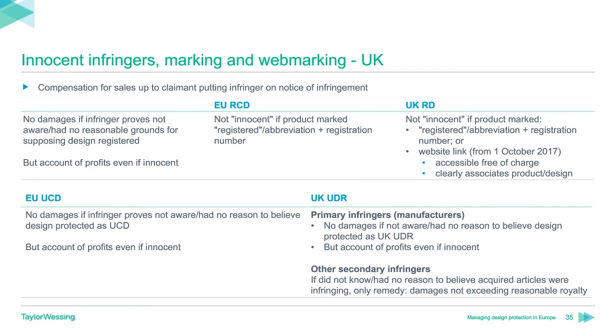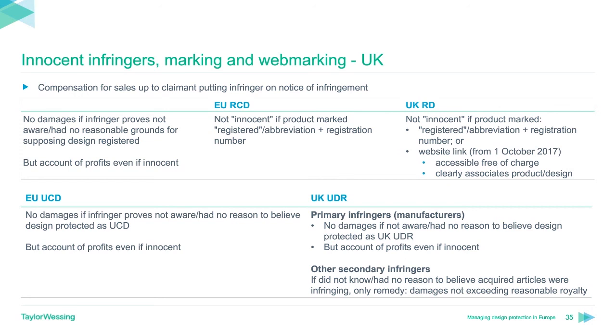Now, in the case of the EU unregistered community design right, there, again, an infringer might escape damages if it can prove that it wasn't aware and had no reason to believe that the design was protected as an unregistered right. But again, it could still be liable to an account of profits.